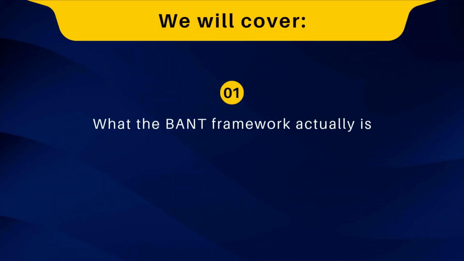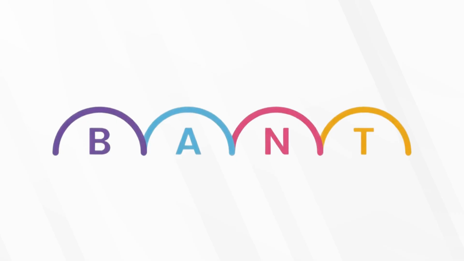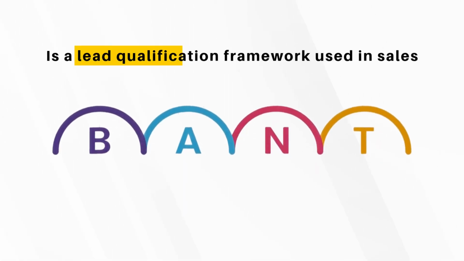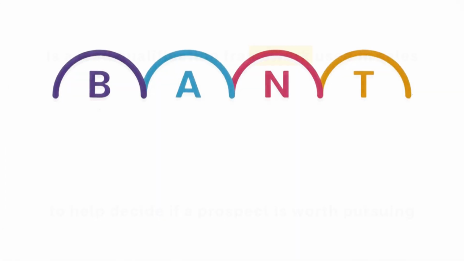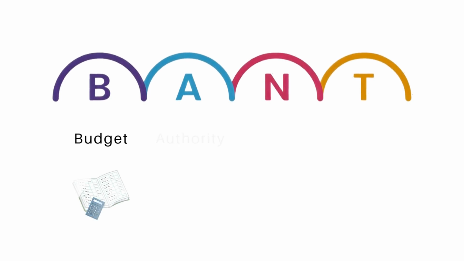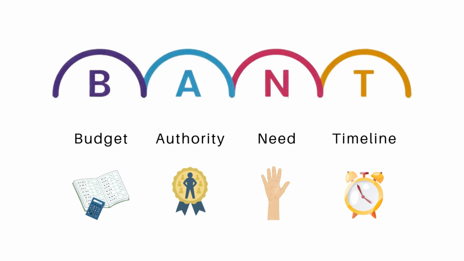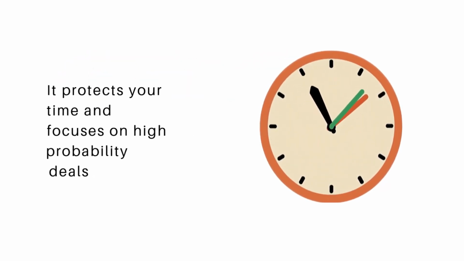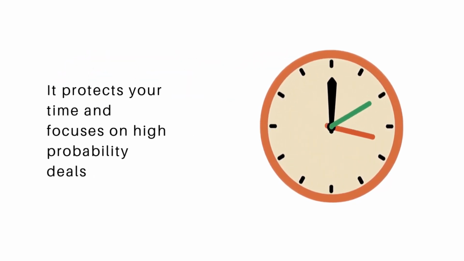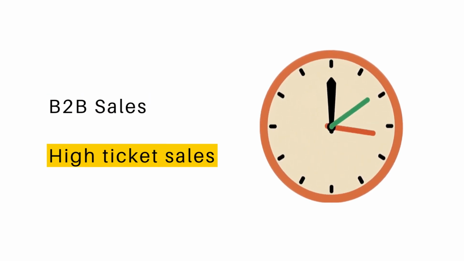In this short video, we will look at what the BANT framework is and give you sample questions to ask at each stage. BANT is a lead qualification framework used in sales to decide if a prospect is worth pursuing. The letters stand for budget, authority, need, timeline. 4 checks to see if someone is realistically likely to buy. It protects time and focuses you on high probability deals, especially in B2B sales or high ticket sales.